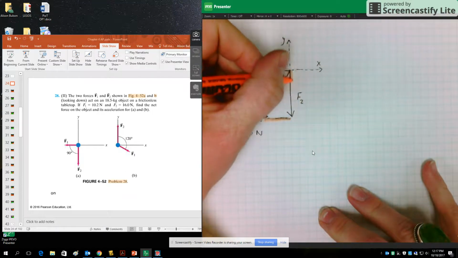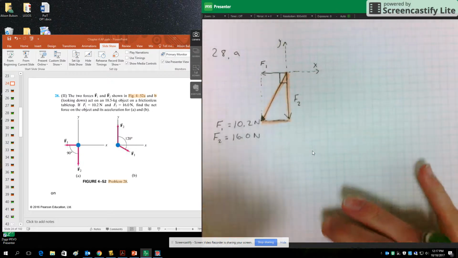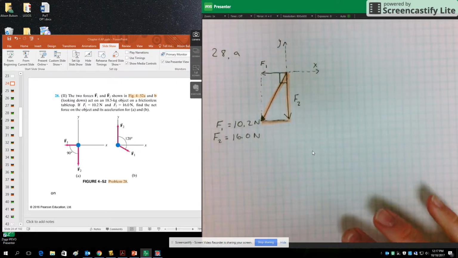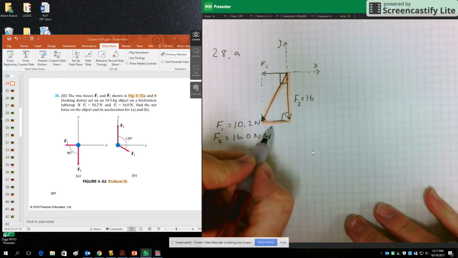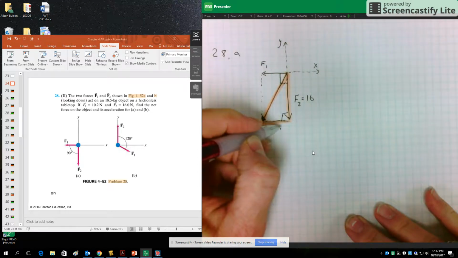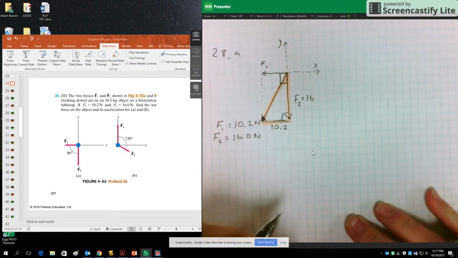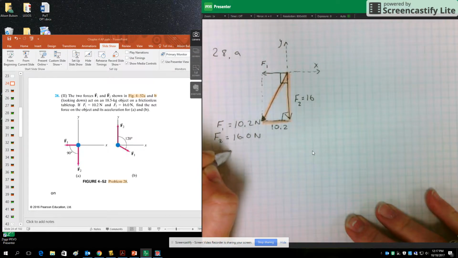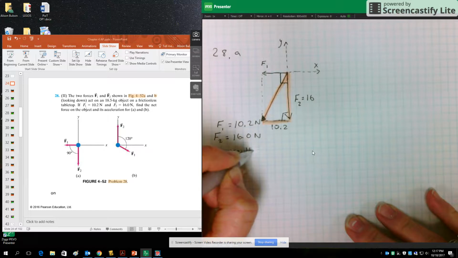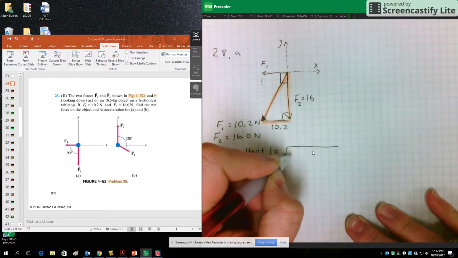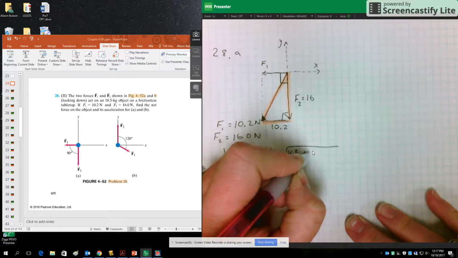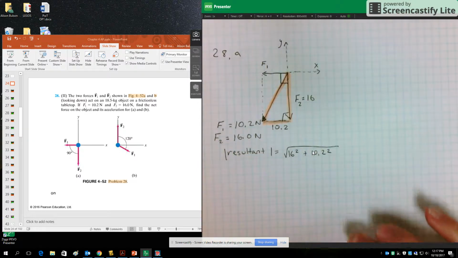I'll try to highlight that right triangle, smearing the ink. There's your right triangle. So the right triangle has sides of F2, 16. I'm going to drop the units just to make this a little bit less messy. And 10.2. So the length of the resultant, or the magnitude of the resultant, is equal to the square root of 16 squared plus 10.2 squared.